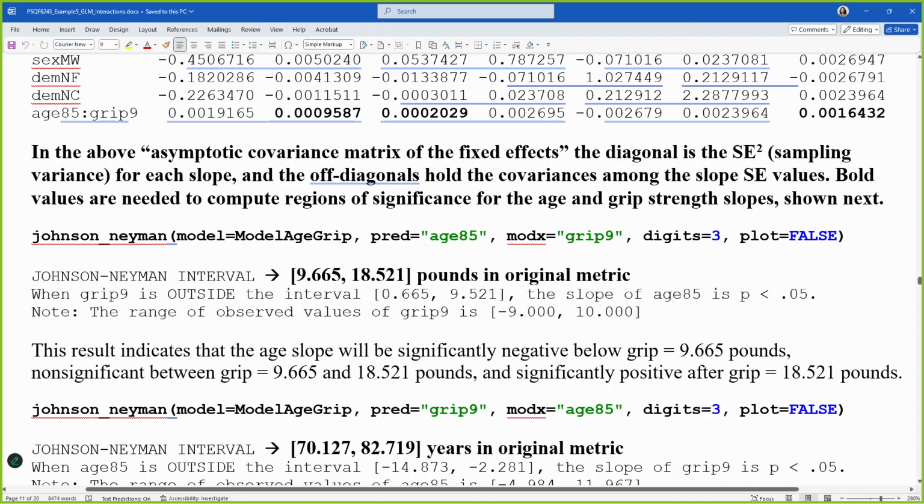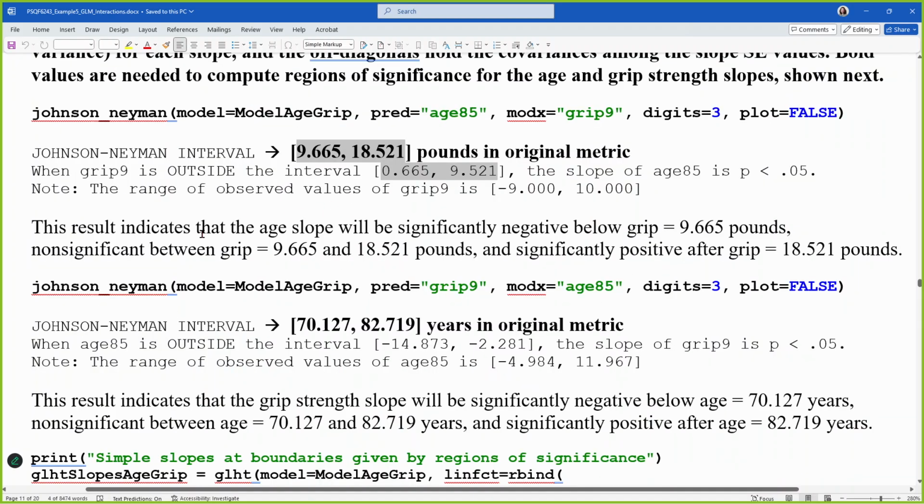So the first thing I did was translate this into the original variable. It was centered at 9, so I had to put 9 back into those things. And so then I can put it together. The result indicates the age slope will be significantly negative below a grip of 9. So if you're on the weaker side, age is bad for you. It is non-significant between 9 and 18, and then it flips to be positive after 18.